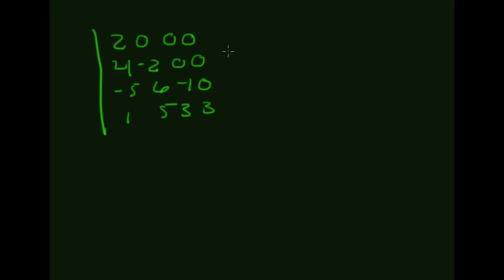So let's say for a minute I have the matrix 2, 0, 0, 0; 4, negative 2, 0, 0; negative 5, 6, negative 1, 0; 1, 5, 3, 3. Now, if this was not a lower triangular matrix, I would never want to have to expand this by hand. Imagine doing a 4x4 with cofactors.